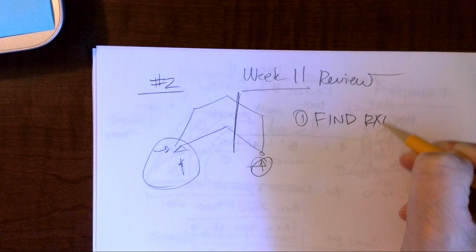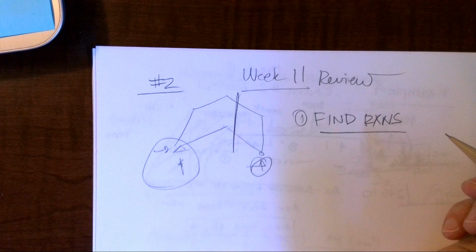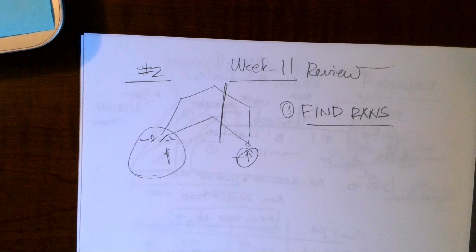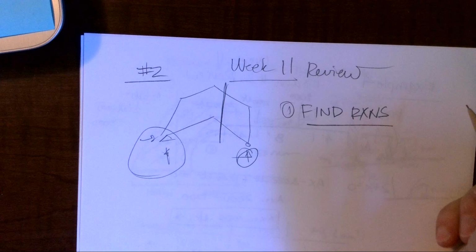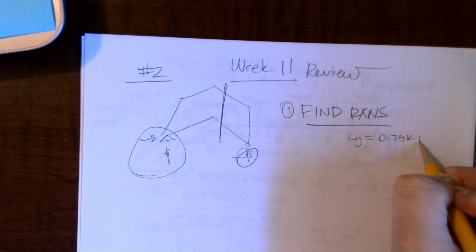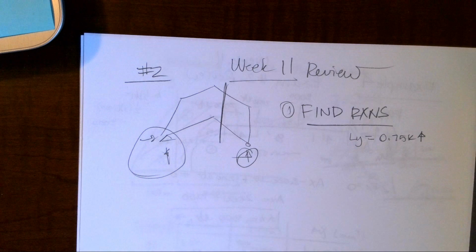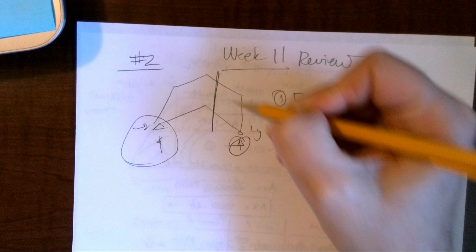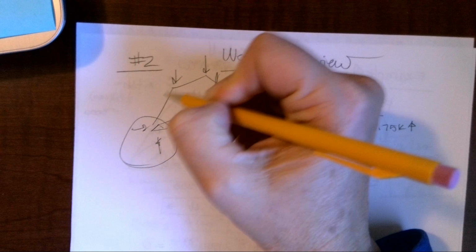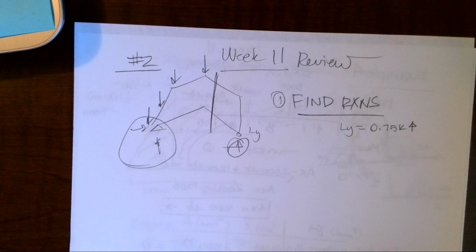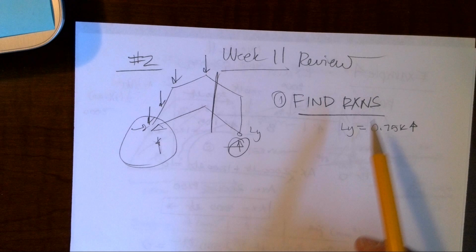Because we already did that on video 4, I am just going to let you know that the reaction LY equals 0.75 kips up. So this would be LY, we had a load here, a load here, a load here, a load here, and you guys set it up, see if you can solve for LY going up. It is also in the solutions that are posted.